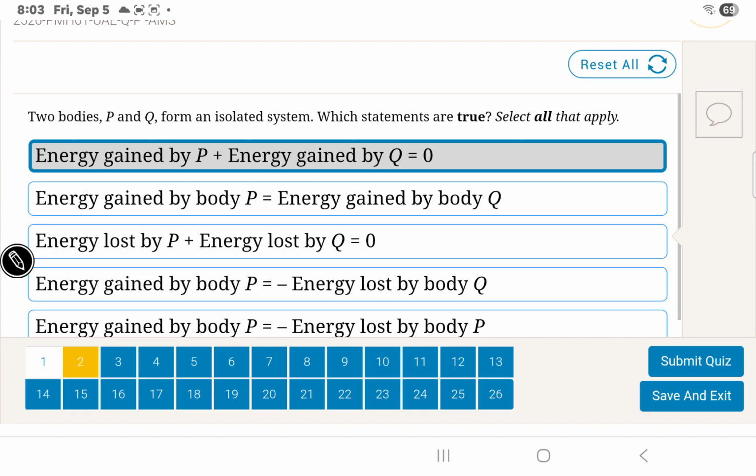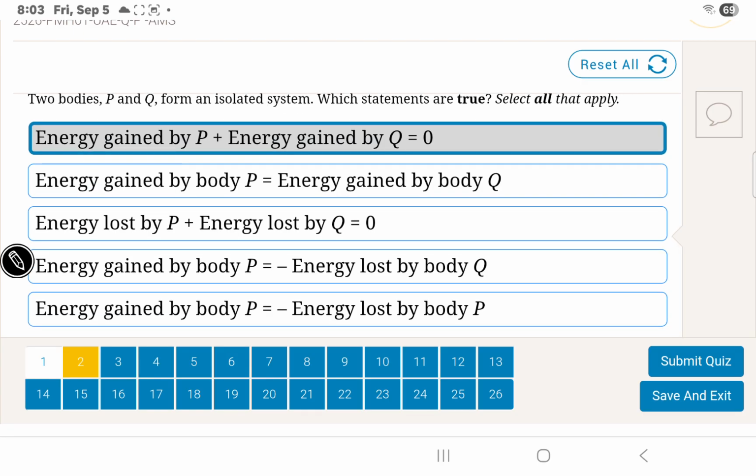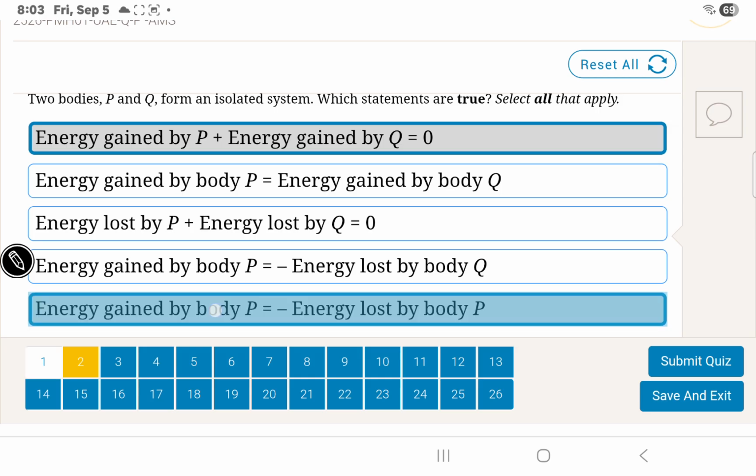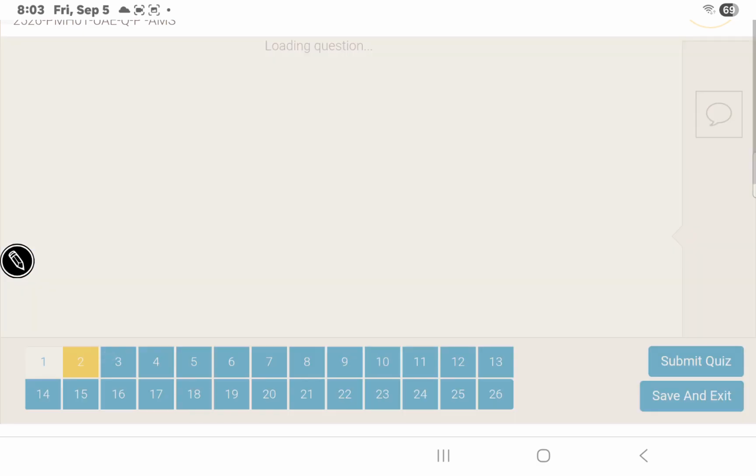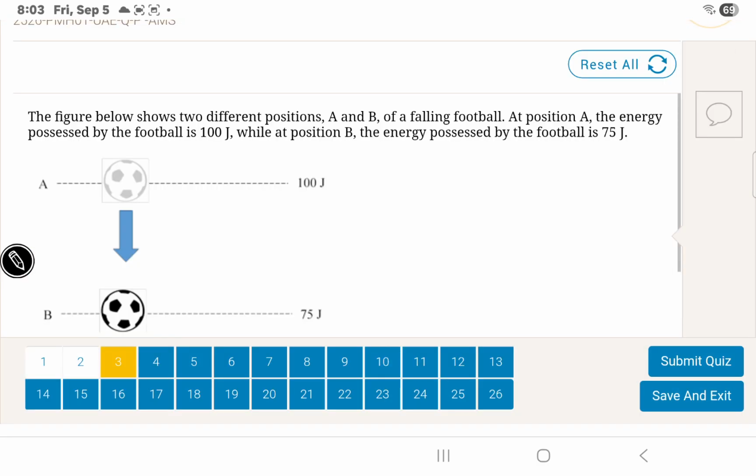Energy gained by P equal energy gained by Q, incorrect. Energy lost by P plus energy lost by Q equals 0, incorrect. Energy gained by P equal negative energy gained by Q. Energy gained by P equal energy lost by Q. This is also correct.